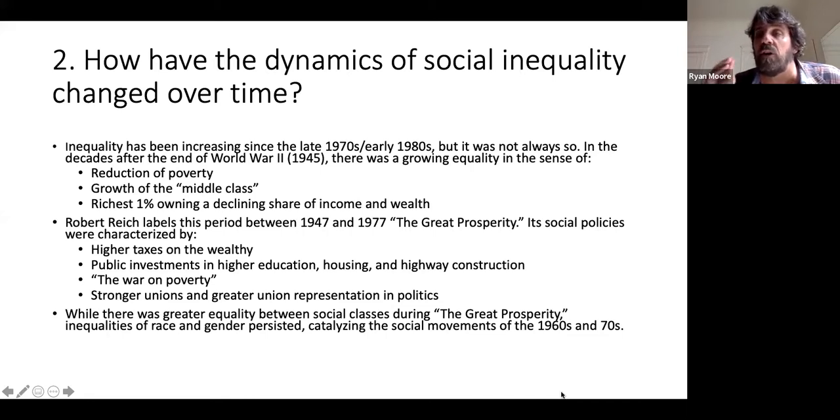But as imperfect and as problematic as this period was and these policies were, they do give us a glimmer of hope to show that there are things that can be done to reduce poverty, to grow the middle class, to provide more equal opportunity for people, to tax the wealthy at a higher rate. It can be done because it has been done before.